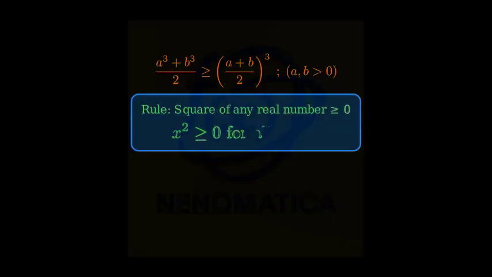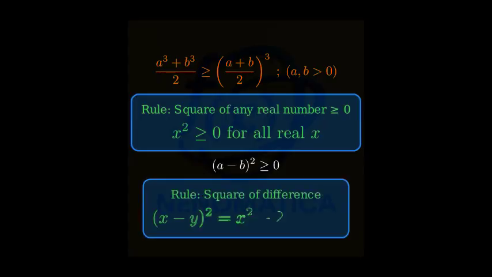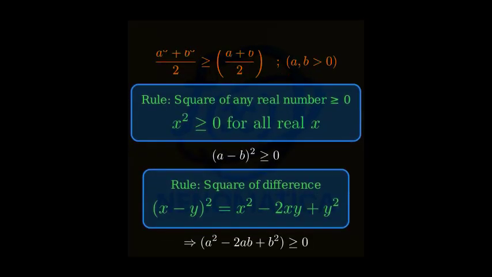square of any real number is always greater than or equal to 0. So we can write a minus b squared is greater than or equal to 0. This is true for any real values of a and b. Next, we'll expand the square using the algebraic identity for the square of a difference. So, a minus b squared equals a squared minus 2ab plus b squared, which is greater than or equal to 0.